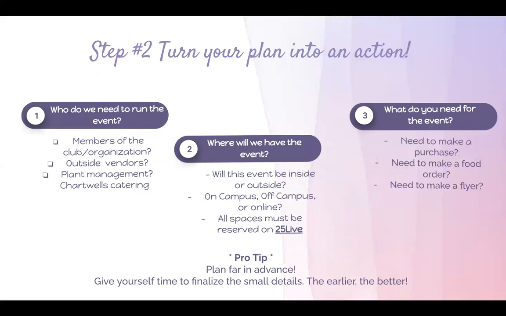Step 2 in the event planning process is to turn your plan into an action. So who do we need to run the event? Are you going to need members of your club or organization? Are you going to need outside vendors? Do you need plant management for setup? Or do you need Chartwell's catering for food?